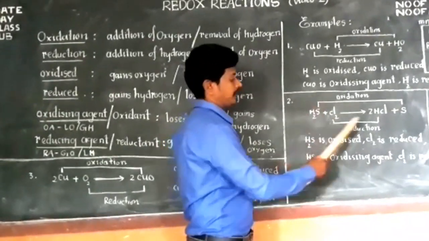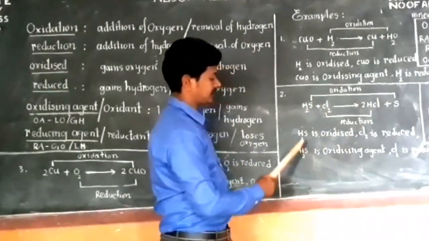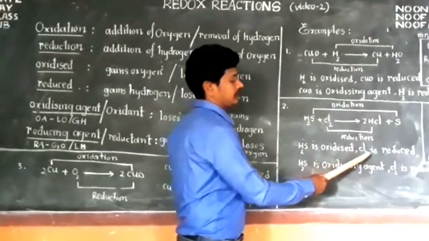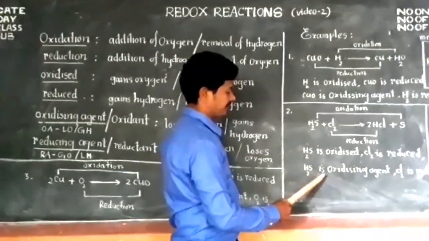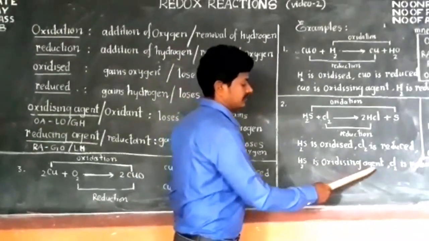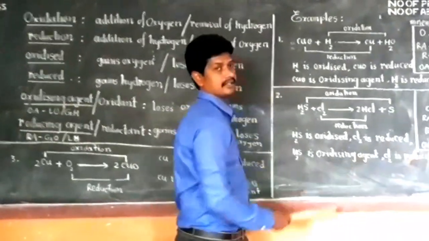So from this redox reaction, it is very clear that H2S is oxidized, Cl2 is reduced, whereas H2S is the reducing agent and Cl2 is the oxidizing agent.